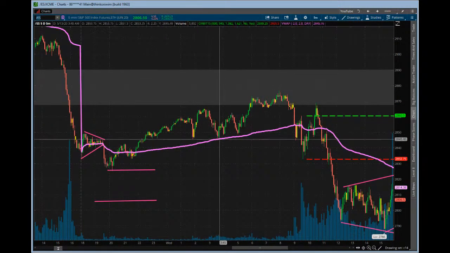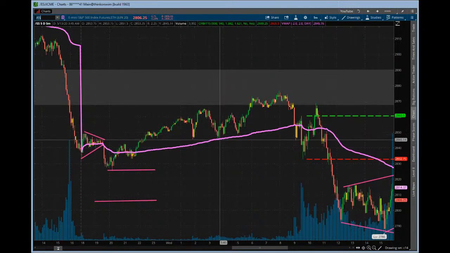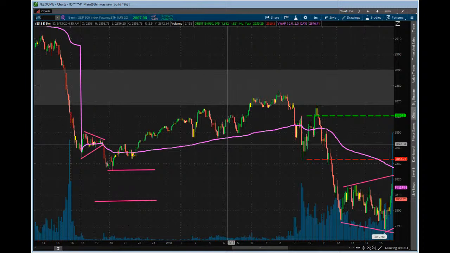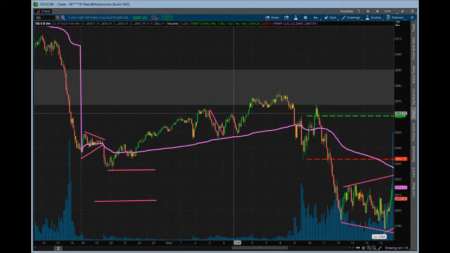So these kinds of pullbacks right here are opportunities to look for potential long entries. You don't have to go long when it tags the VWAP, but if you have a nice setup, or something that makes sense, a sensible pullback, or a channel breakout or a trend line breakout, it's a potential opportunity to get long.